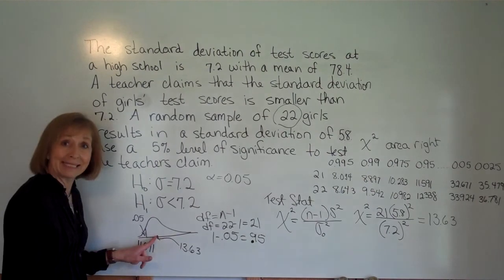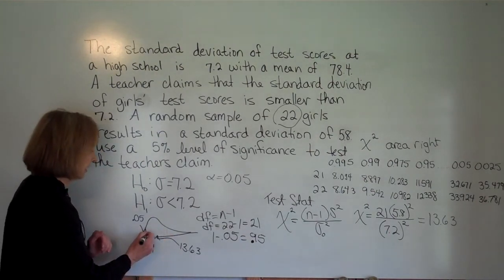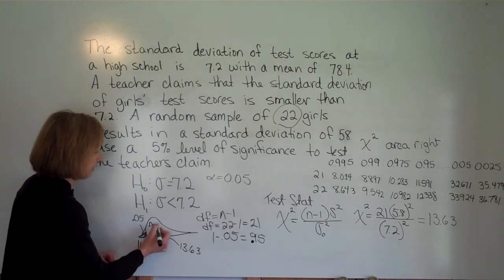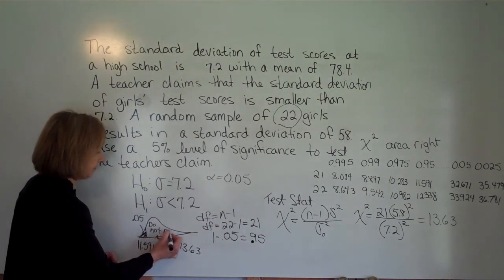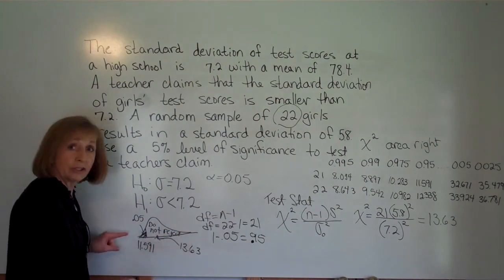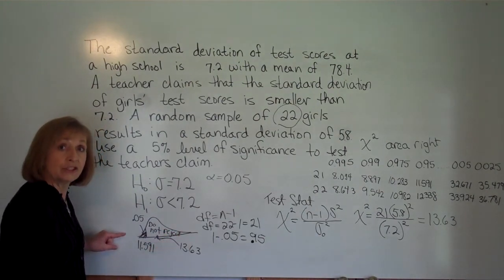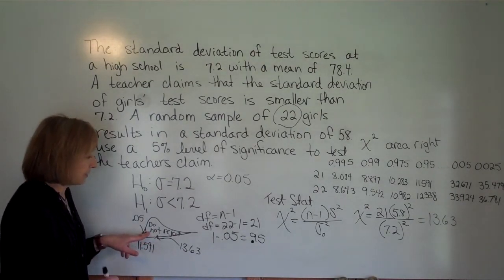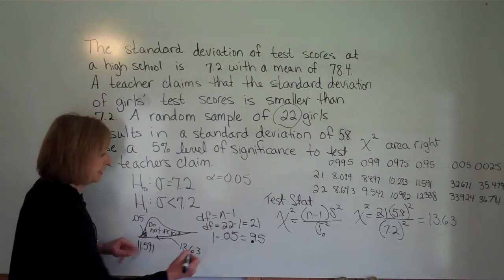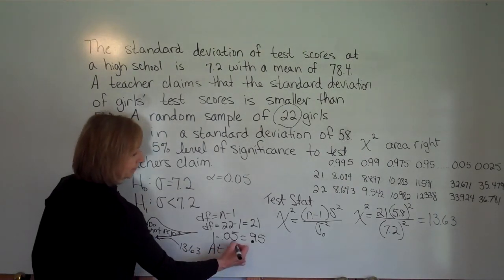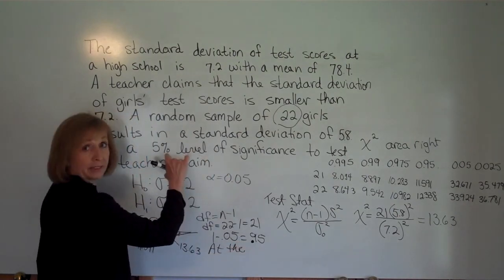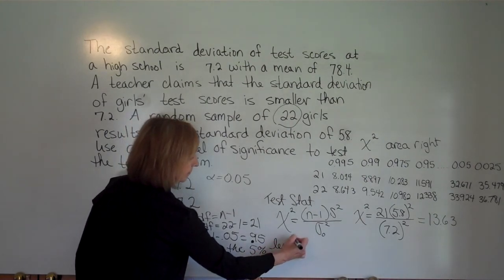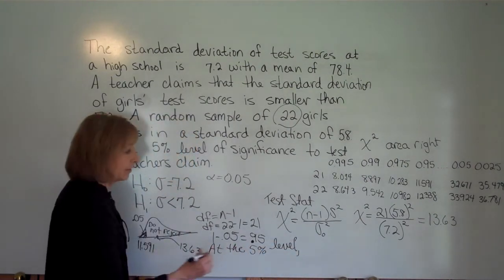Since my test statistic is under the open region, not under the tail where the area is, this is the do not reject region. You only reject the null if it's underneath the shaded area where the level of significance was placed. So this is do not reject. So we're going to say at the 5% level of significance, do not reject the null.